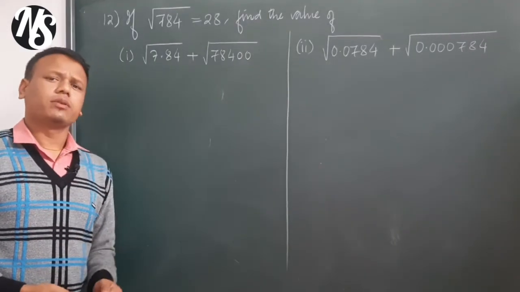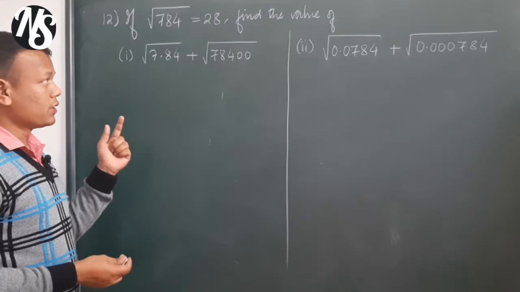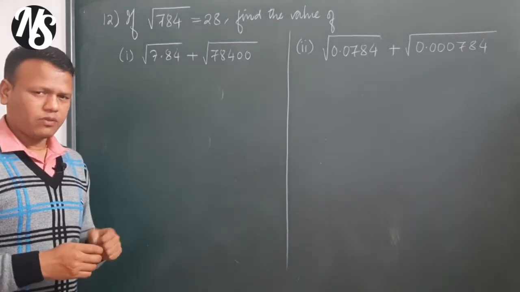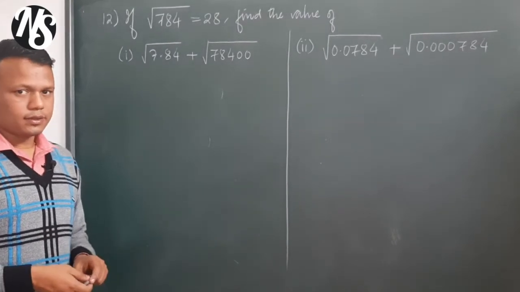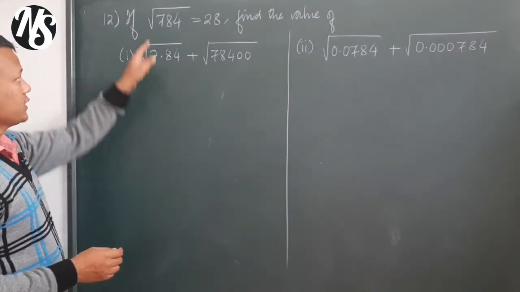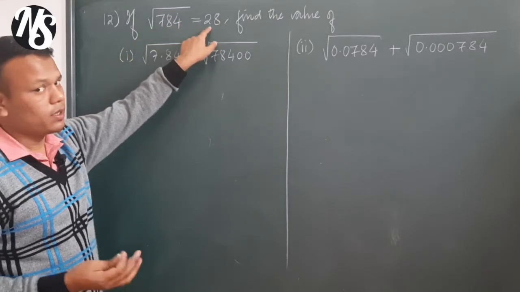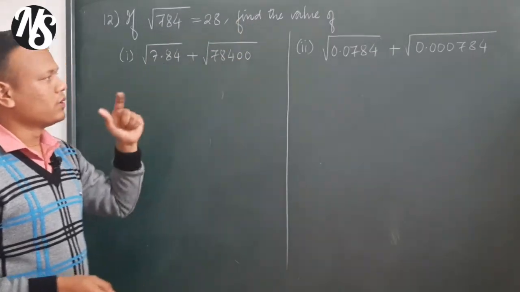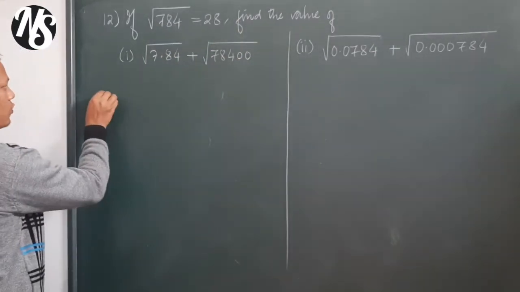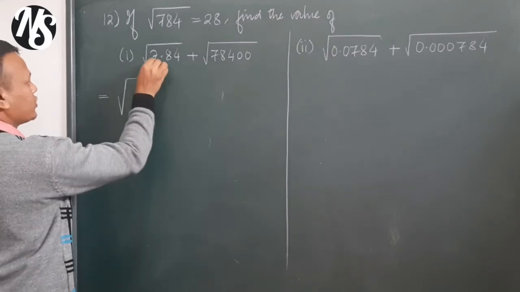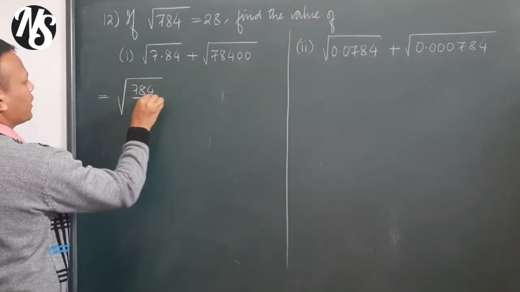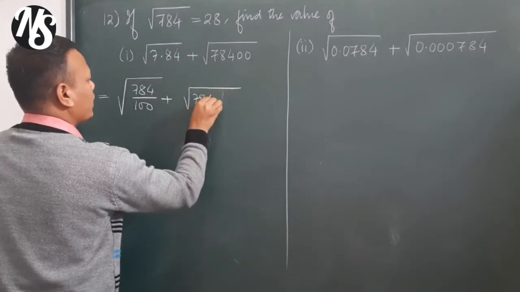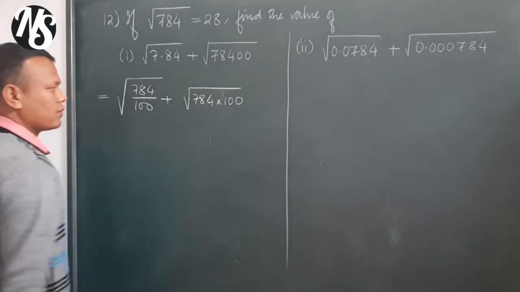Now let me directly jump into question number 12, because the rest of the questions from exercise 3A are word problems, which we are going to cover in the next class. So here the question says, if the square root of 784 is 28, and all of you know that from the table, find the value of these two. Let's quickly do this. So decimal means you have to convert this into a fraction, so it becomes 784 by 100 plus, can I write this as 784 into 100? Can I do that? Yes.